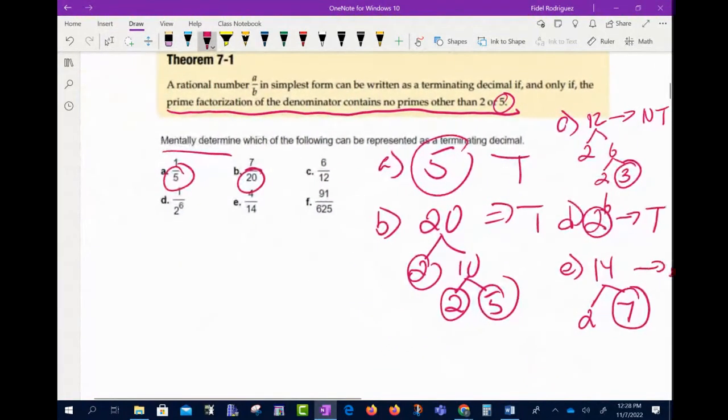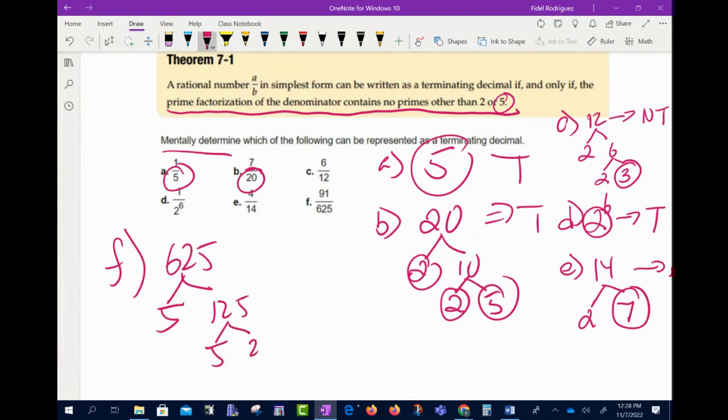And then I'm going to do part F over here where I have a little bit more room. 625. I can divide it by 5, and that's 125. I can divide that by 5, and that's 25. I can divide that by 5 and 5. So the only numbers I see in my denominator are powers of 5. That's all I want. If I have any other numbers, it's going to mess it up. All we have are 5s, so again, that's going to be terminating, okay?